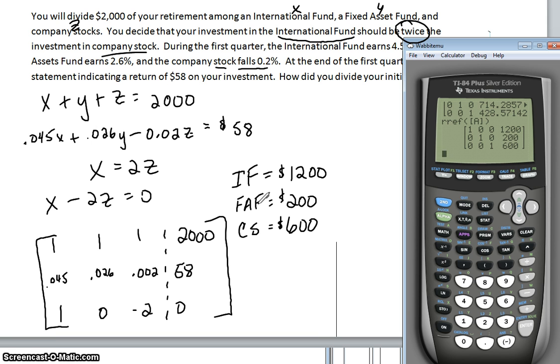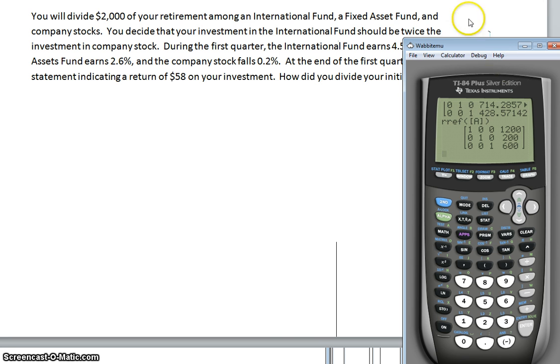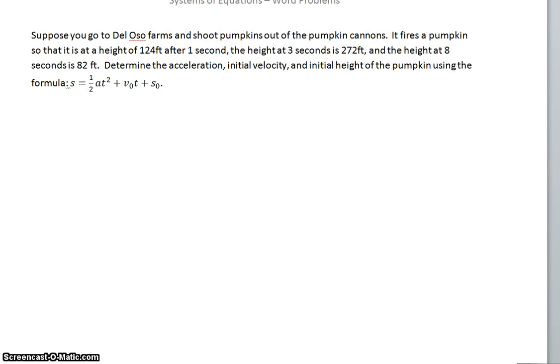Okay, one last one here. So I will clear my calculator out again. Come down here. And you can go ahead again and read this out to yourself. And I'll go and do it for you. So here we go. Now this right here, this S, this is the height. And T is the time. A is my one variable, V0 is my two variable, S0 is my other variable.